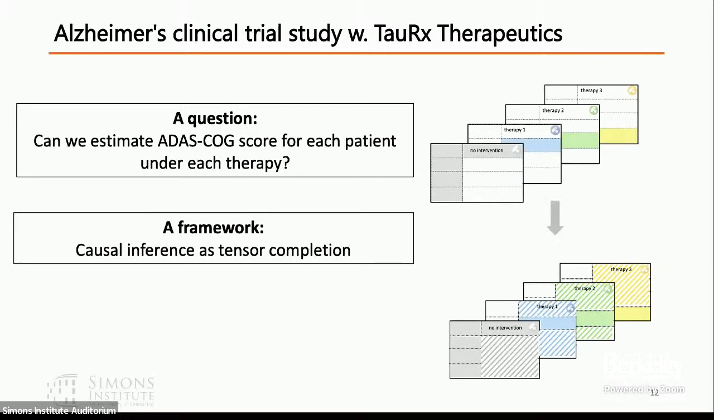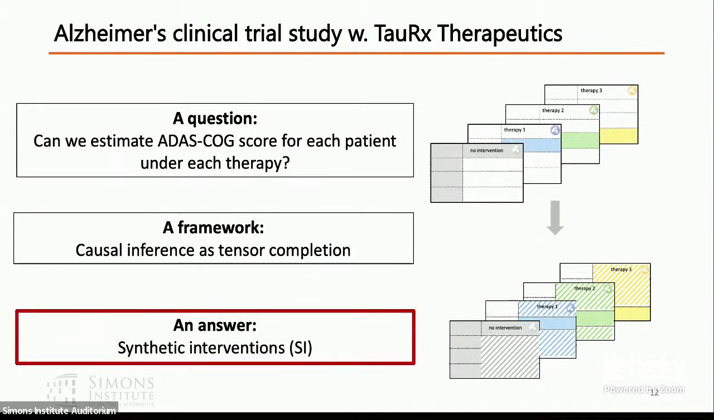Okay, so this is the question. This is the tensor completion perspective, where you're trying to fill out the right-hand side of this tensor, the shaded part here. Right, I'm going to show you now one algorithm to do that called synthetic interventions.